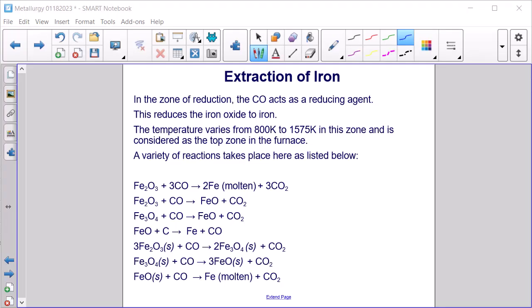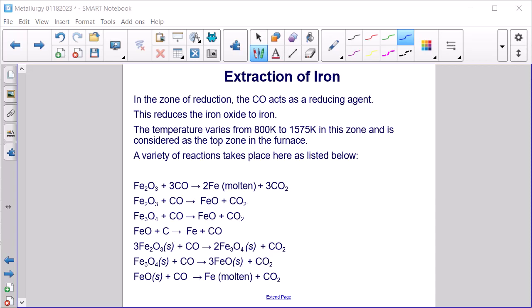In the zone of reduction, the carbon monoxide acts as a reducing agent. This reduces the iron oxide to iron. The temperature varies from 800 to 1575 Kelvin in this zone, which is considered the top zone in the furnace. A variety of reactions takes place here, as listed below.